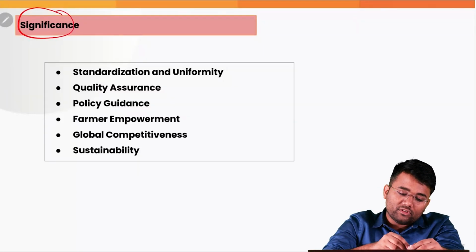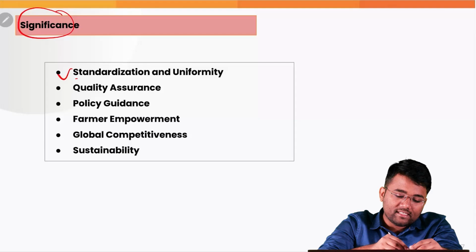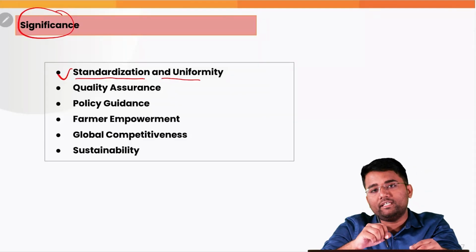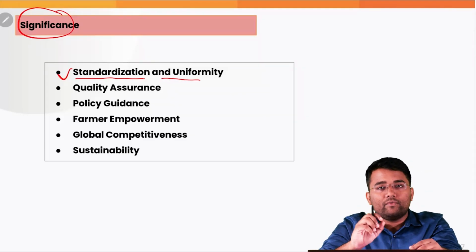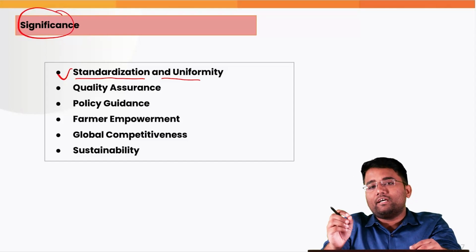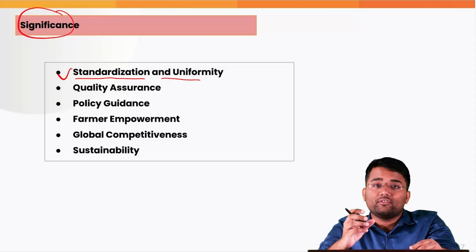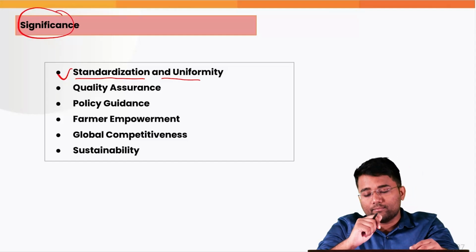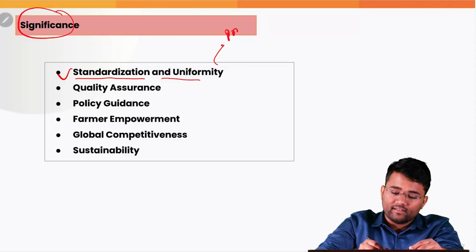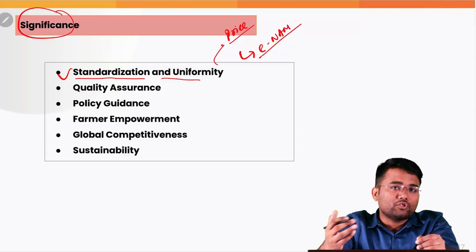Then if you talk about the significance of this National Agriculture Code, first it will ensure that there is standardization and uniformity across India with regard to seed selection, irrigation techniques, or storage, etc. So this will not create issues while ensuring, for example, the price discovery that happens at this point of time, eNAM, that is followed for selling of the crops.